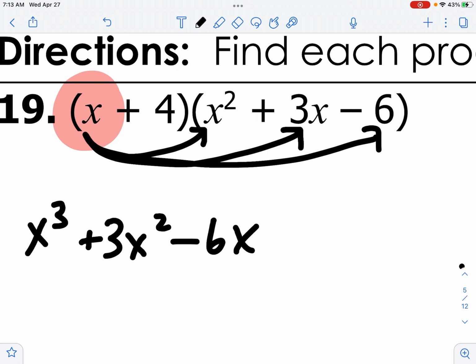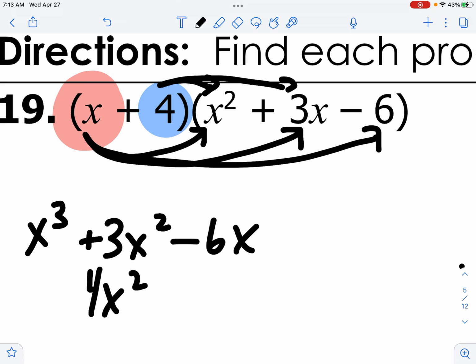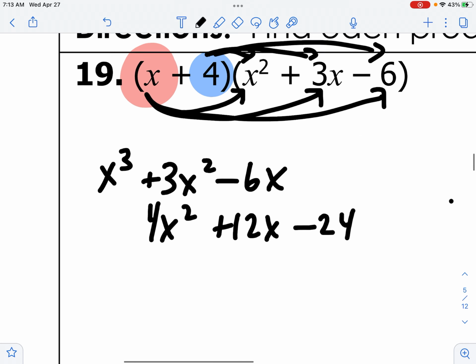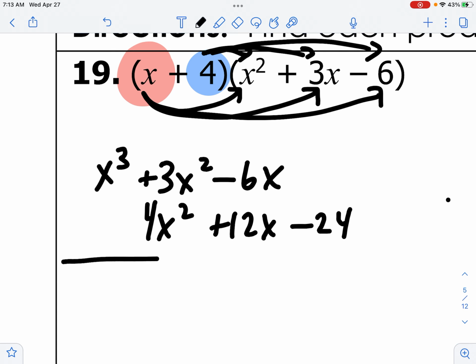And then I'm going to distribute the second part of the binomial, 4, to all three terms. So 4 times x squared is 4x squared. 4 times 3x is 12x. And 4 times negative 6 is negative 24. So you're double distributing. That's really what you're doing there, double distributing.